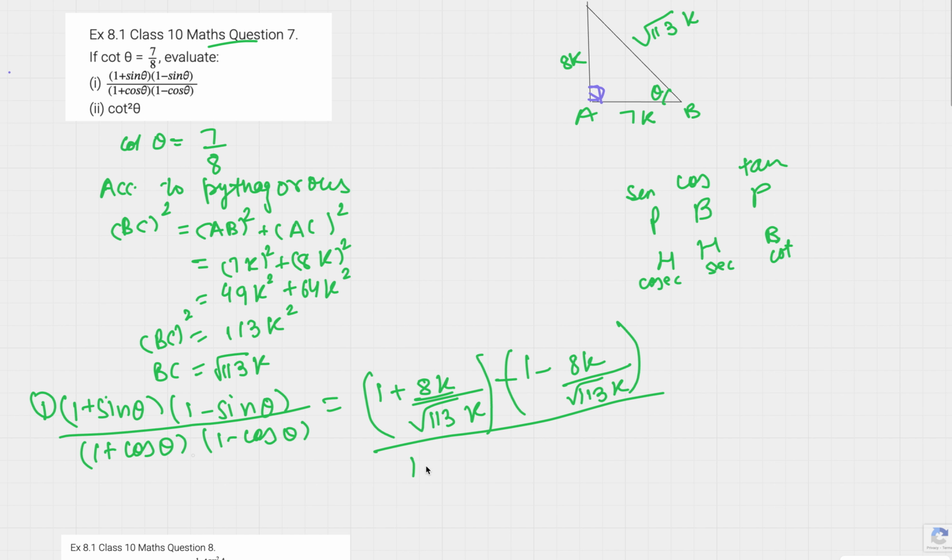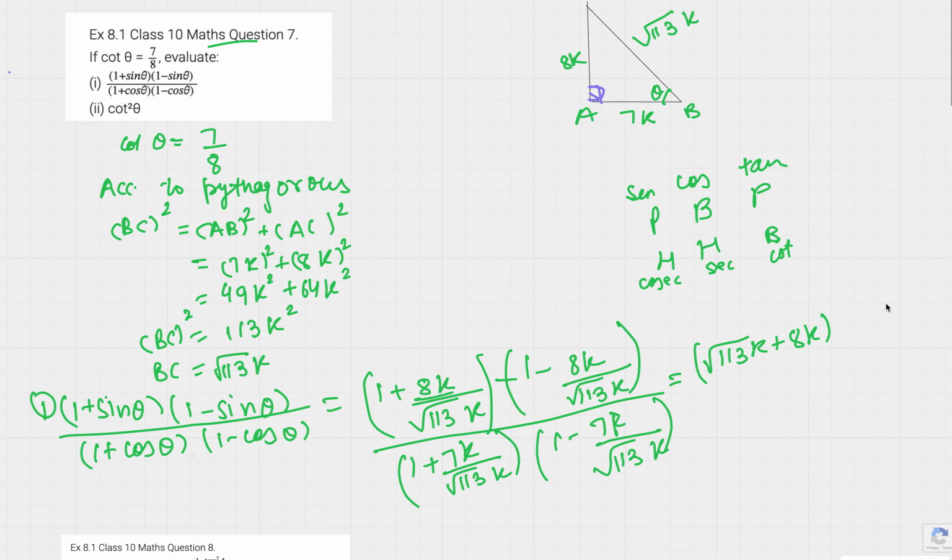Then 1 plus cos theta. Cos is B by H, 7K upon root 113K. Then same, 1 minus 7K upon root 113K. If we solve this, it will be like root 113K plus 8K and root 113K minus 8K. And because root 113K here is also root 113K, it will cancel out.